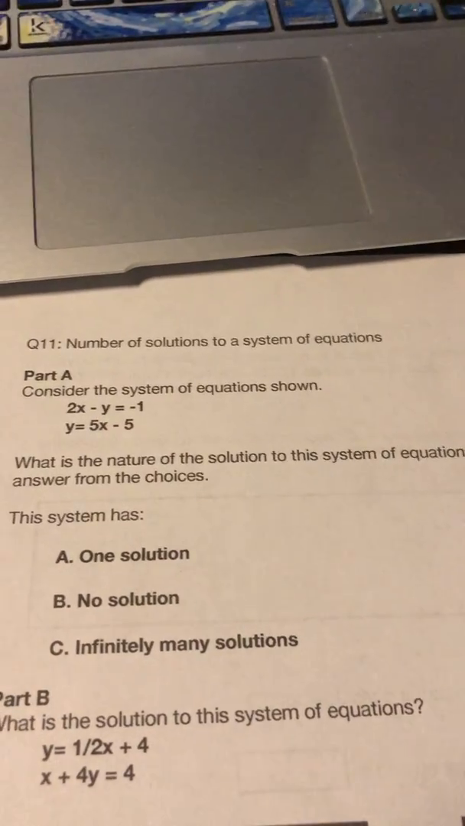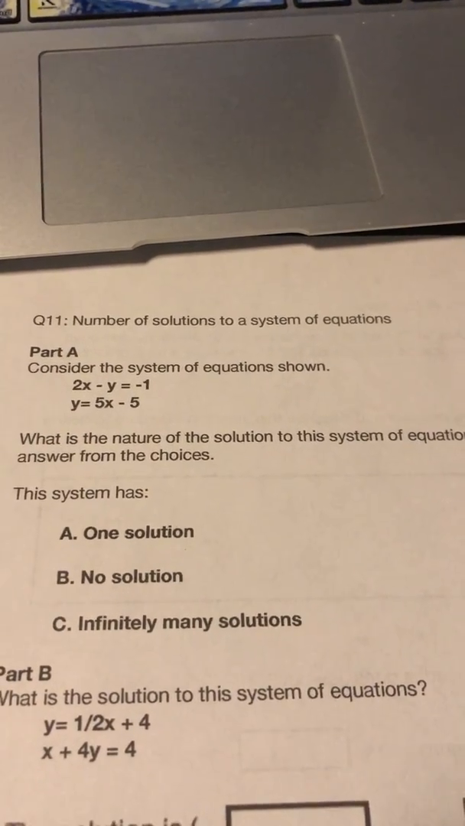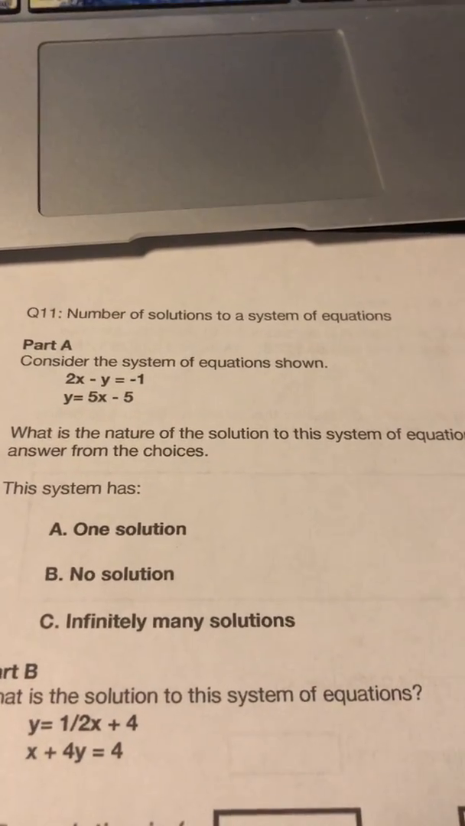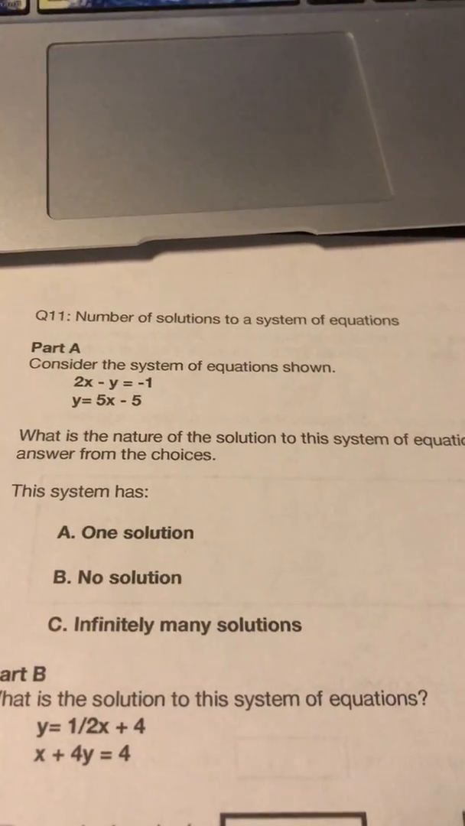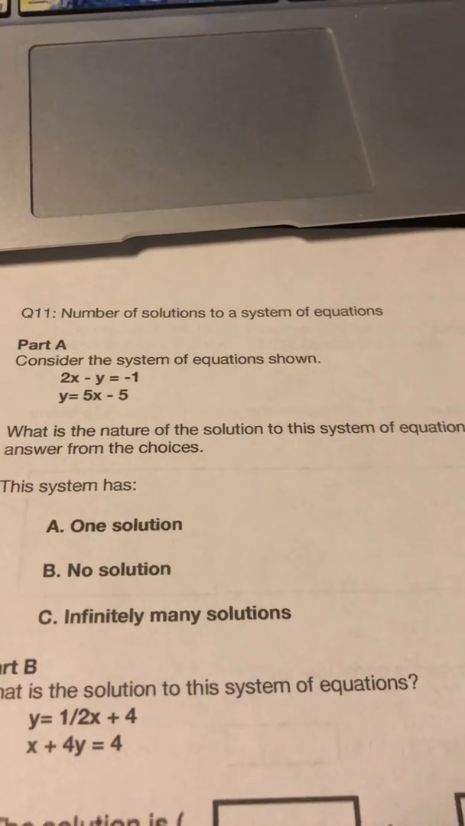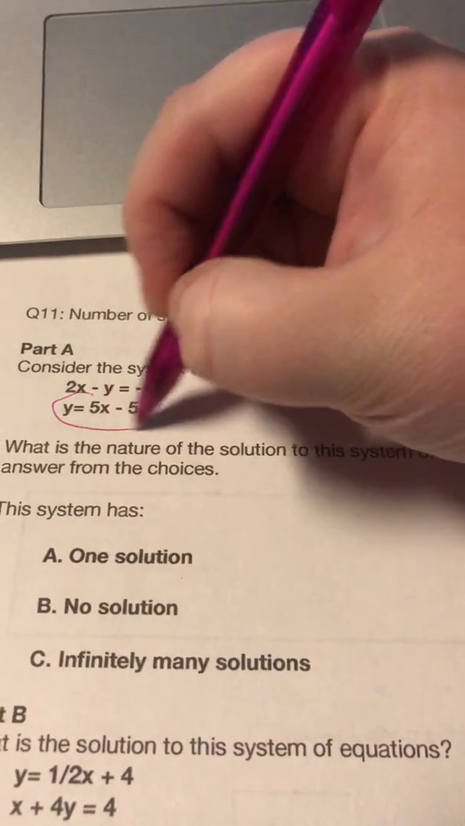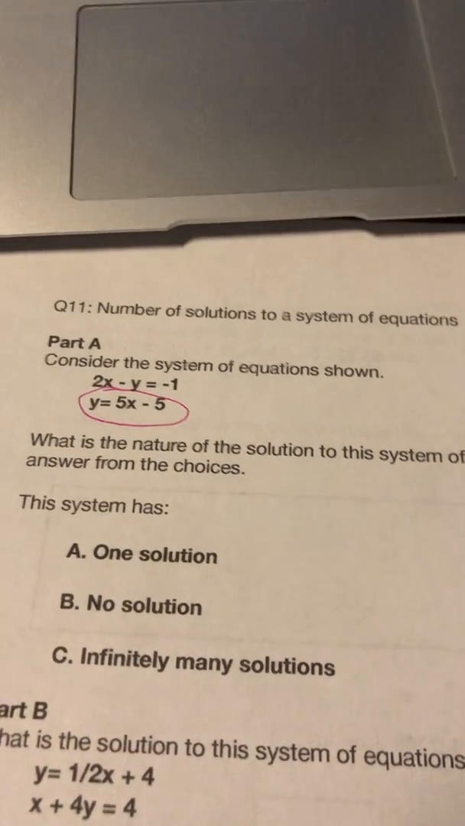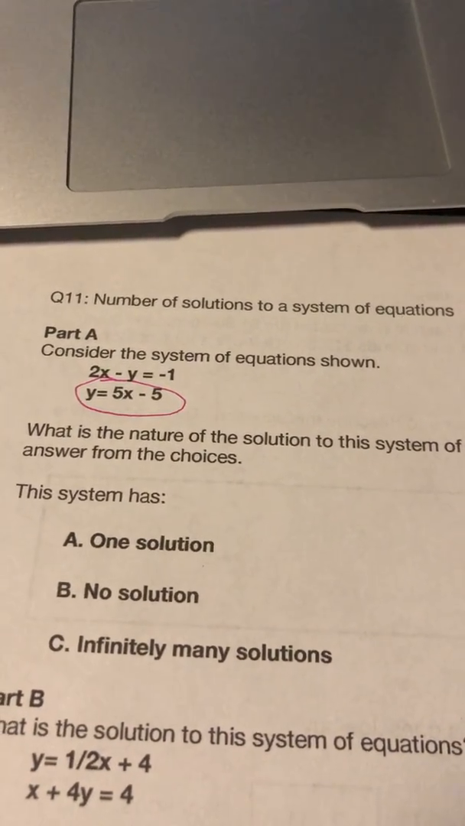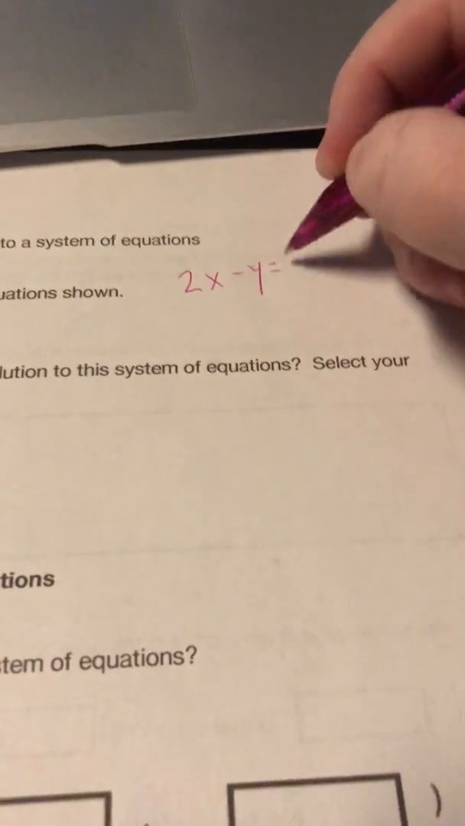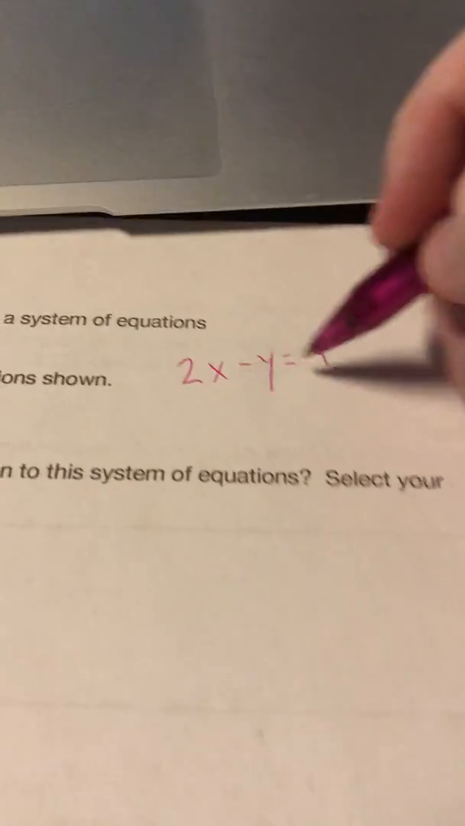So what I'm going to need to do is get these both in slope-intercept form and see if the slopes match. If the slopes match, it's either going to be no solution or infinite solutions. If the slopes don't match, then it's going to be one solution. And I don't even have to find it. They just want to know how many it has. So this one right here is already in slope-intercept form, so I don't have to mess with it. However, the 2x minus y equals -1, I will need to alter.